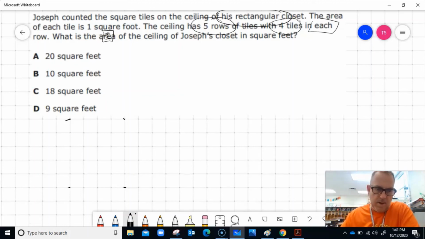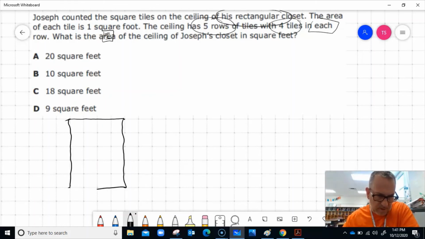So one here, there's 5 rows, so that's 1, 2, 3, 4, 5, and there's 4 in each row. 1, 2, 3, and 4, and it's a rectangle. Got 4 sides with opposite sides that are equal. So 5 rows with 4 in each row.